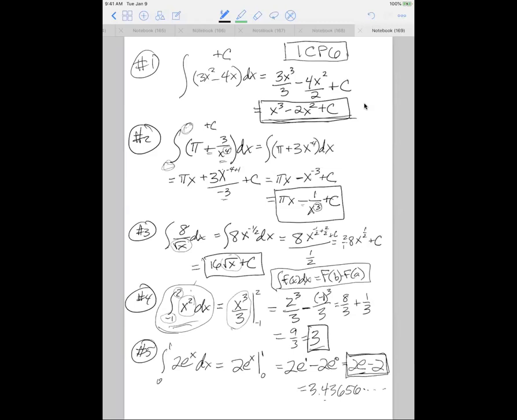Okay, so I want 4 decimal places. Look to the next number. Is it 5 or above? Yes, it is, so I round up. So the final answer to 4 decimal places, the approximation, is 3.4366.